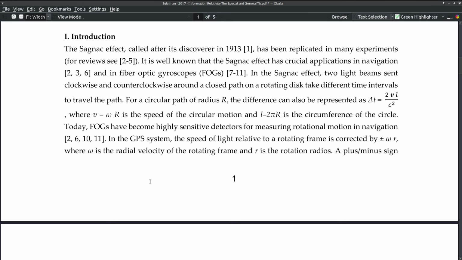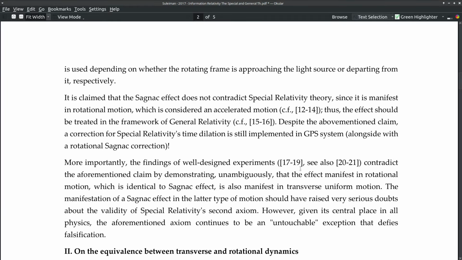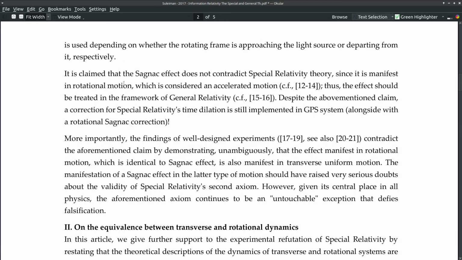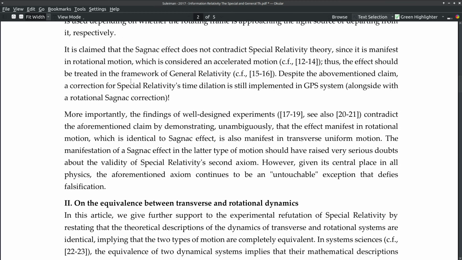In the GPS system, the speed of light relative to a rotating frame is corrected by plus or minus omega r, where omega is the angular velocity of the rotating frame, and r is the rotation radius. A plus-minus sign is usually used depending on whether the rotating frame is approaching the light source or departing from it, respectively. It is claimed that the Sagnac effect does not contradict special relativity theory, since it is manifest in rotational motion, which is considered an accelerated motion. Thus, the effect should be treated in the framework of general relativity.